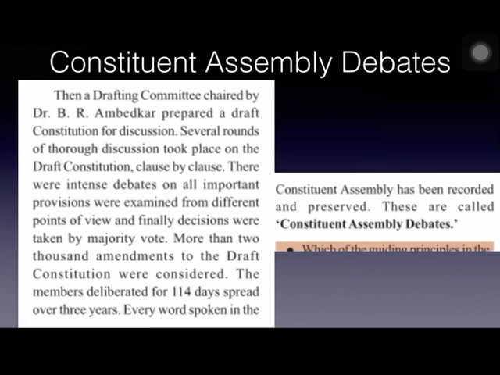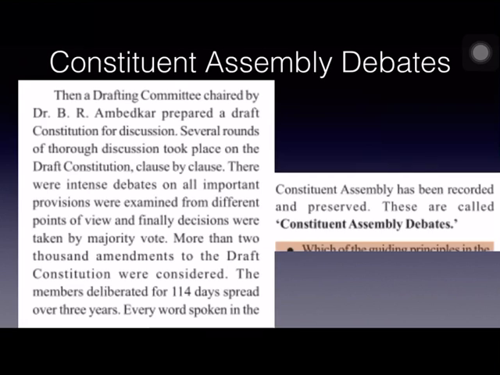Now, Constituent Assembly debates. A drafting committee was set up to draft the Constitution, and B.R. Ambedkar was its chairman. In total, there were 7 members in the committee, like Alladi Krishnaswamy Iyer, N. Gopalaswamy, B.R. Ambedkar, K.M. Munshi, Muhammad Sadullah, B.L. Mitter, and D.P. Khaitan. These were the members of the drafting committee.